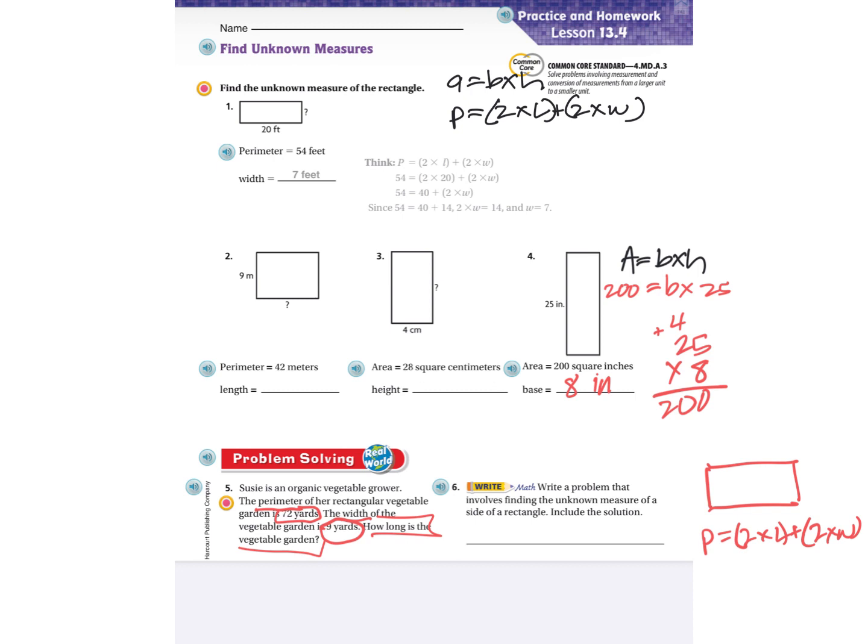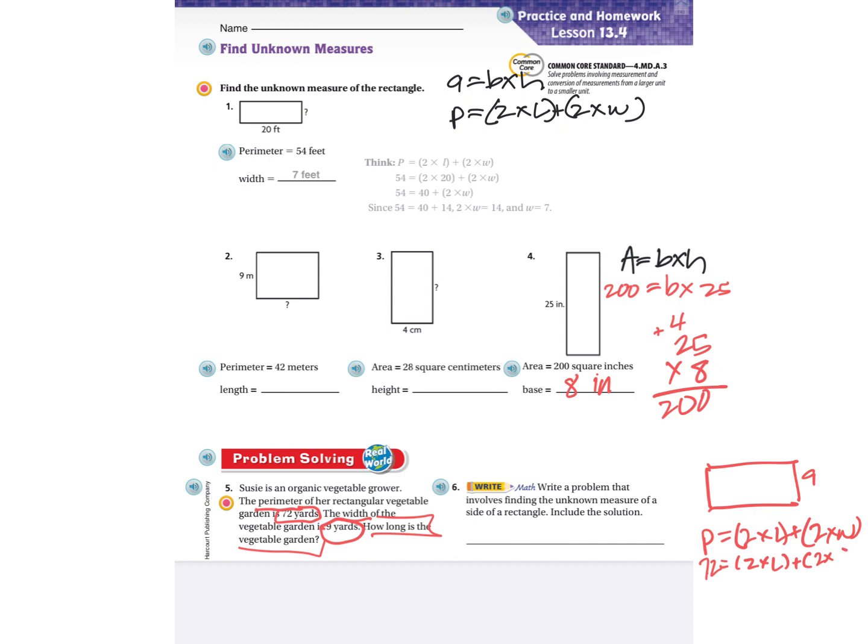Okay, what's the first clue it gave me? 72 yards. Is the perimeter. So I put that under P. Okay, so put 72 under P. Okay, what else do I know? What was the other clue it gave me? The width is 9 yards. So this is 9 over here. Okay, so I just put in the information I know. I don't know the length yet, so I'm just going to keep that 2 times L. And I do know the 2 times the width. What is the width again? 9. You're on fire.